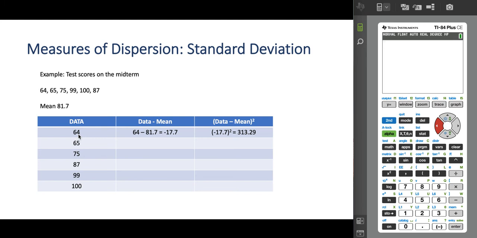So we're going to take the data value 64, and we're going to subtract the mean from it. So 64 minus 81.7. And the difference is negative 17.7. And we're going to square that. Be careful that you're using these parentheses correctly. So negative 17.7. Notice that I'm putting it in parentheses before I square it. That's important because if you just put a negative sign in front of there and you don't use parentheses, whoops, I forgot to square that. Sorry. Let me do that again.